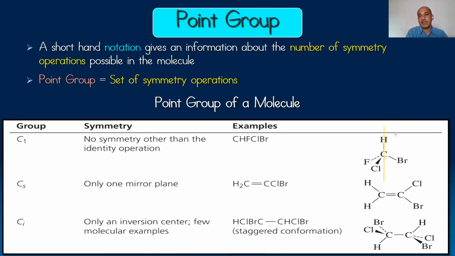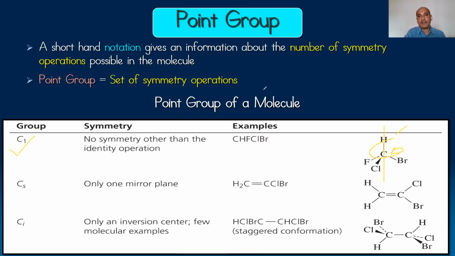Now E is nothing but, if I rotate by 360 degrees, after the 360-degree rotation the structure remains as it is. That is called the identity operation. So identity operation means no change is made in the molecule. So this molecule has only the identity operation, E, which is symbolized by C1. So the point group of this molecule is C1. The rest of the symmetry elements, like center of symmetry, rotation axis, mirror plane, or improper rotations, are all absent. This molecule consists of only the identity operation. Therefore, its point group is C1.